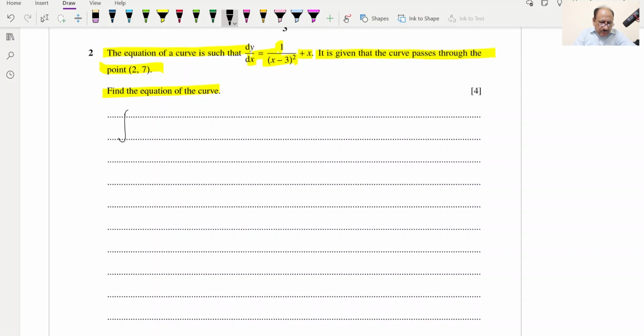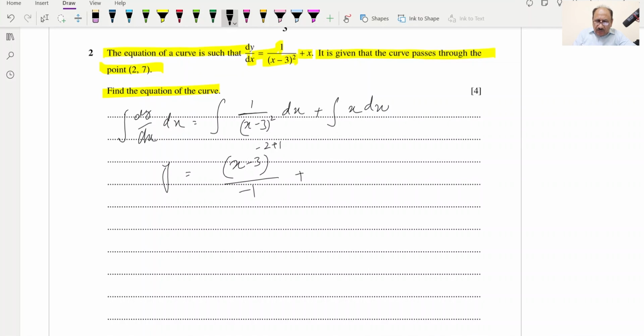So the integral of dy over dx with respect to x will be equal to the integral of 1 over (x minus 3) squared dx plus the integral of x dx, and further this side will result in y. And y is equal to, we can integrate this by sending it to the numerator, so it will be (x minus 3) raised to the power minus 2, and we can take the integral, so it will be (x minus 3) raised to the power minus 2 plus 1 over minus 2 plus 1, which is minus 1, and plus the integral of x will be x squared over 2 and plus the integral constant c.